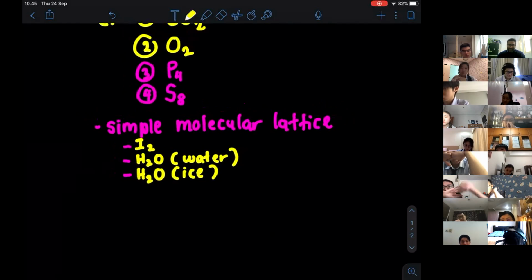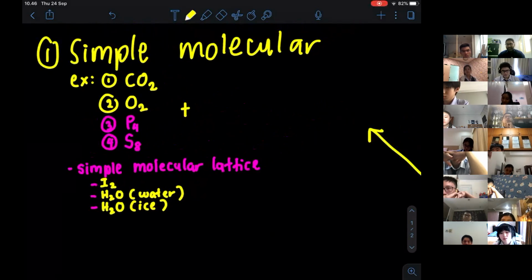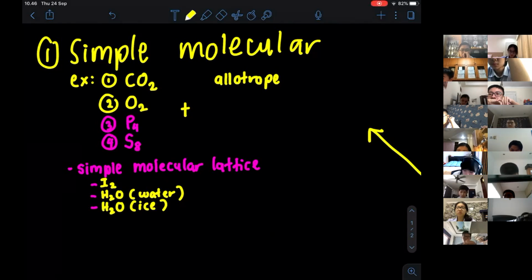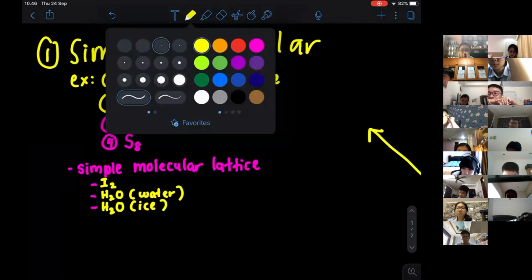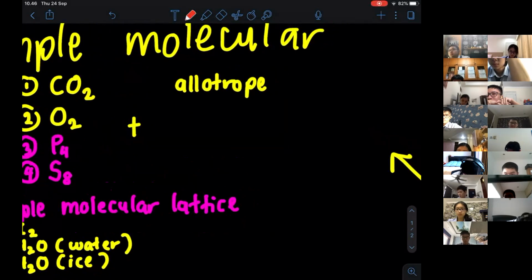Apart from all these examples, I have added 2 more structures that also have simple molecular structure, which are allotropes of carbon. Talking about allotropes of carbon, what is meant by the term allotrope? Maybe let's select Michael. What do you understand about the term allotrope? I'm not sure. It's okay, if you're not sure, we can ask someone. Elizabeth, what do you understand about allotrope?